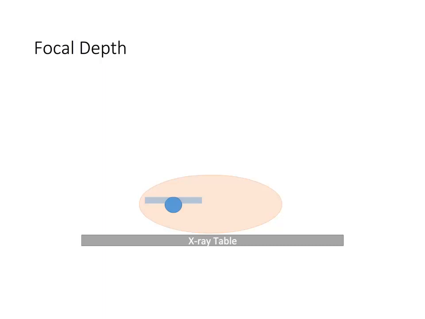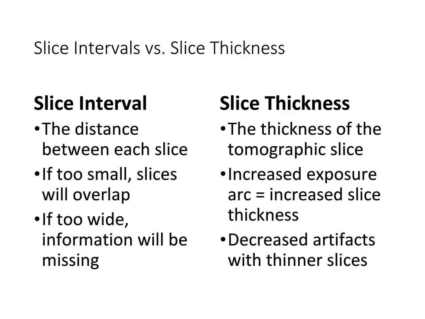Oftentimes, the focal depth is varied to view the anatomy entirely. Additional slices are performed at intervals to cover the area of interest. The focal depth is determined by measuring the distance from the table to the area of interest.